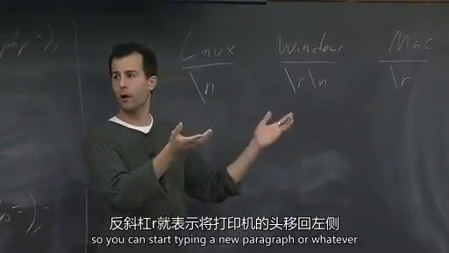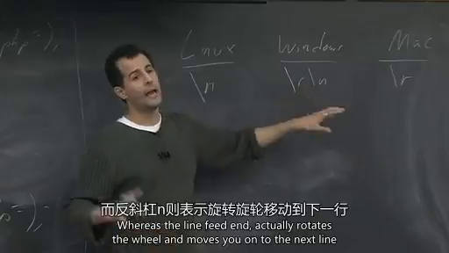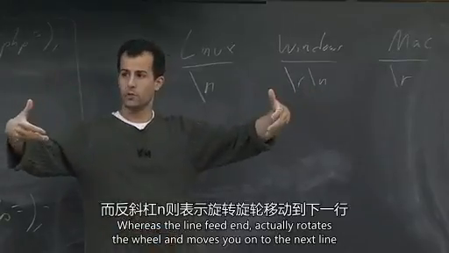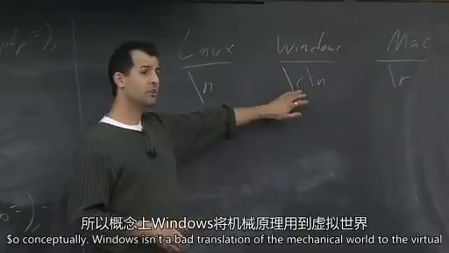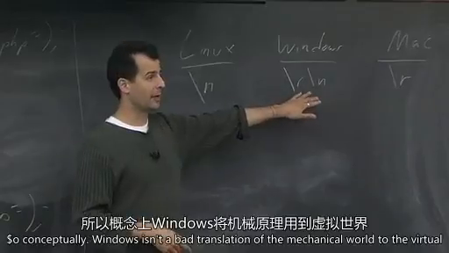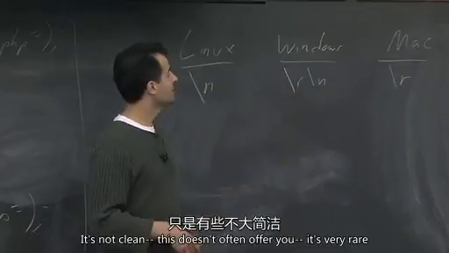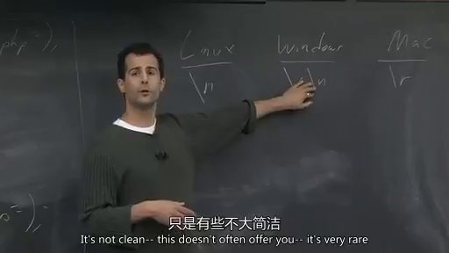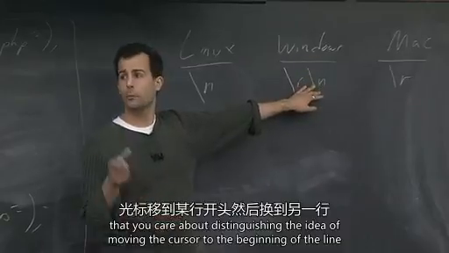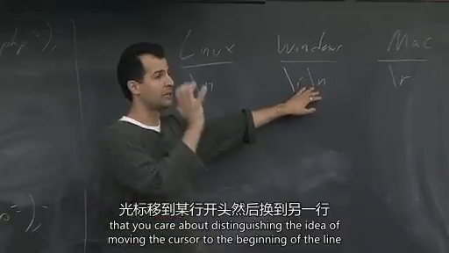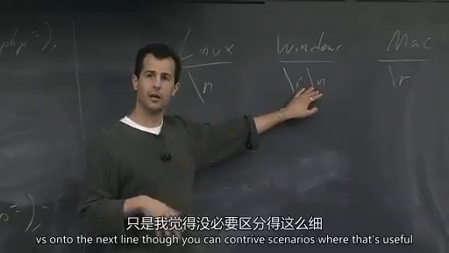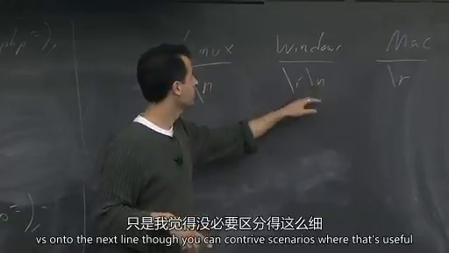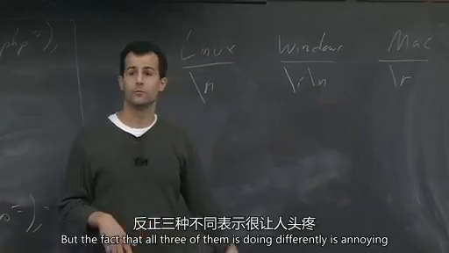So you can start typing a new paragraph or whatever, whereas a line feed, \n, actually rotates the wheel and moves you on to the next line. So conceptually, Windows isn't a bad translation of the mechanical world to the virtual. It's very rare that you care about distinguishing the idea of moving the cursor to the beginning of the line versus on to the next line, though you can contrive scenarios where that's useful. But the fact that all three of them just do it differently is annoying.